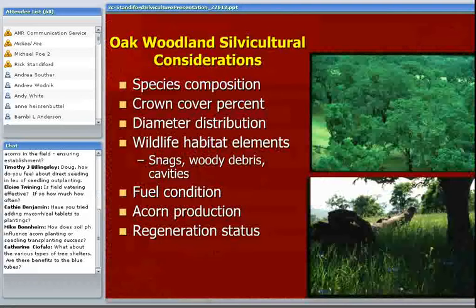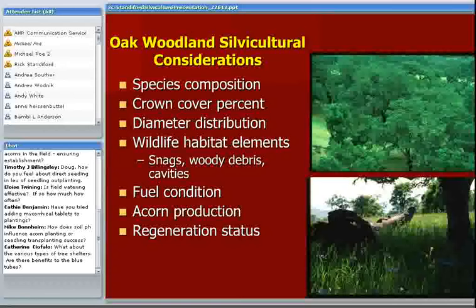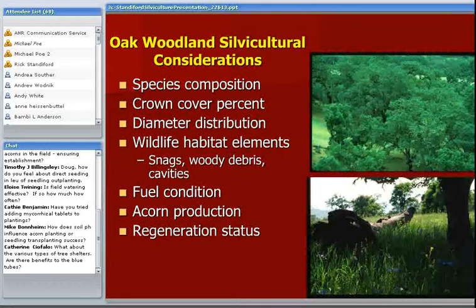So in coming up with a silvicultural prescription for a woodland stand, a number of important considerations need to be made. What is the current species composition and the desired species composition? What's the crown cover percent? The distribution of diameter classes in the stand. And Doug talked a little bit about the distribution of seedlings, saplings, and mature trees. Those are certainly important elements as well.